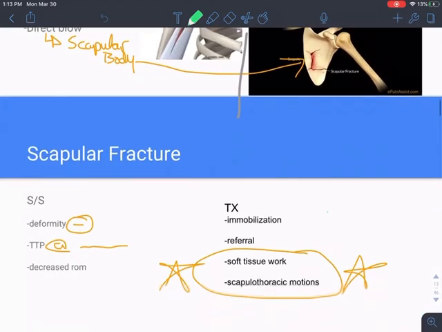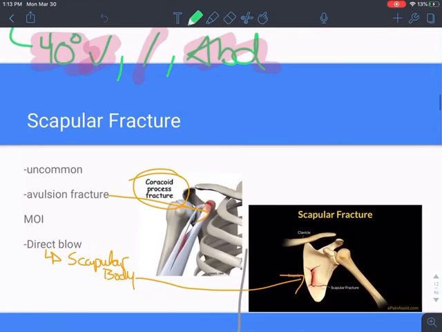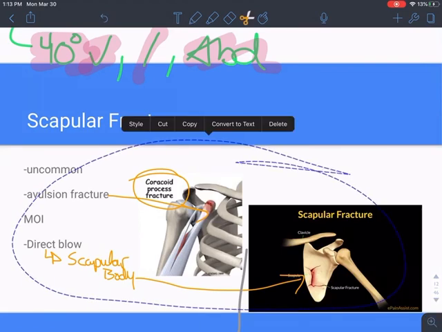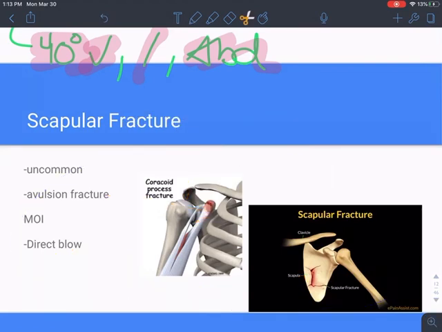Now moving on to scapular fractures. I guess I haven't erased these notes, but let me go ahead and erase these notes. All right, so scapular fractures.